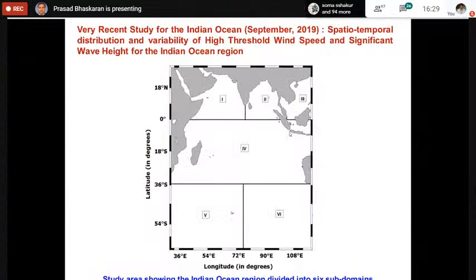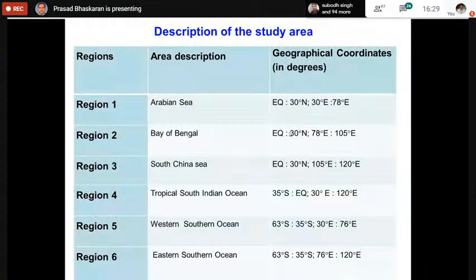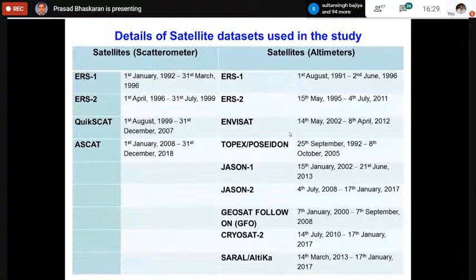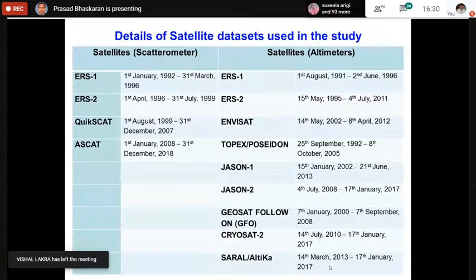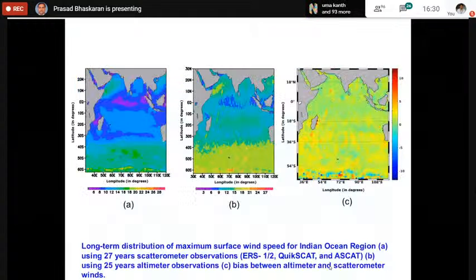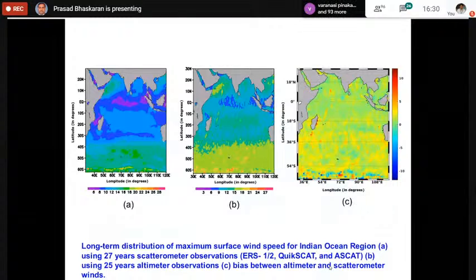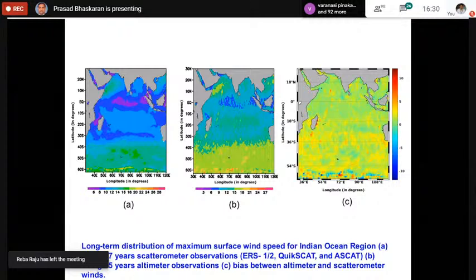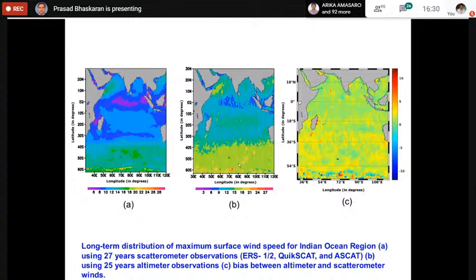Now, there has been a recent study to understand the sector-wise distribution of the wave heights. As you see, we have divided the entire Indian Ocean into 6 sectors based on the categories of waves. These are the satellites that have been used for this particular study. We have used all possible satellites, starting from 1992, going up to SARAL-AltiKa, the latest satellites. And then we tried to fix the threshold wind speed and significant wave height for different percentiles, starting from the 90th percentile going up to the 95th percentile. And this is the long-term distribution of the surface wind speed, and the wind speed, as you can see from the figure over here, is the bias between the scatterometer and the altimeter for a longer time record.